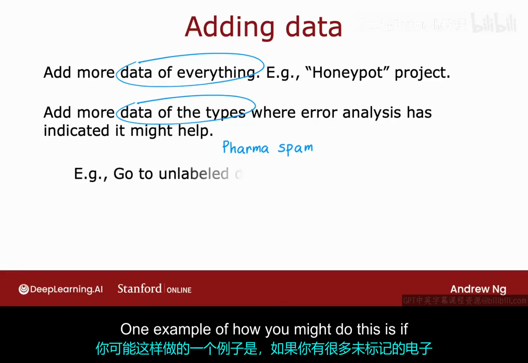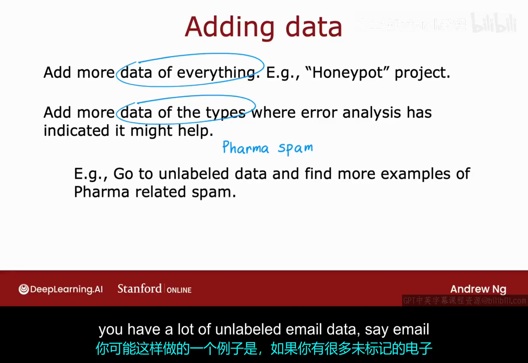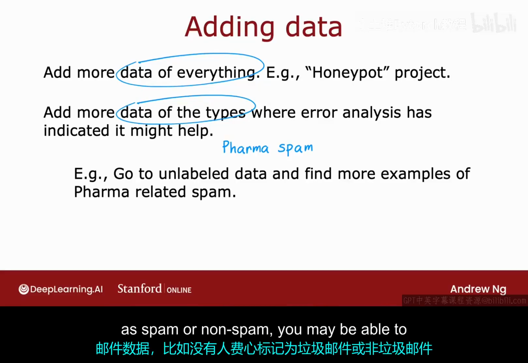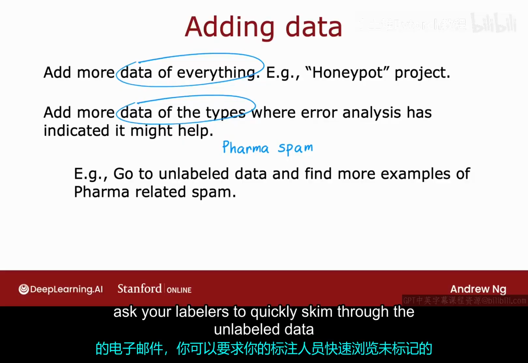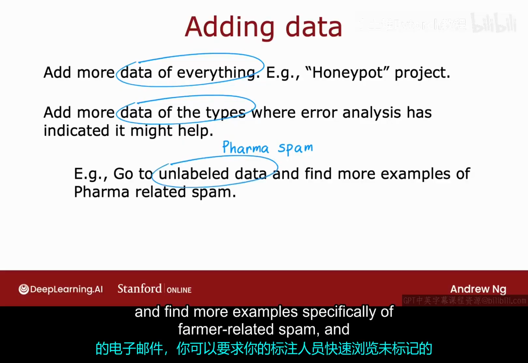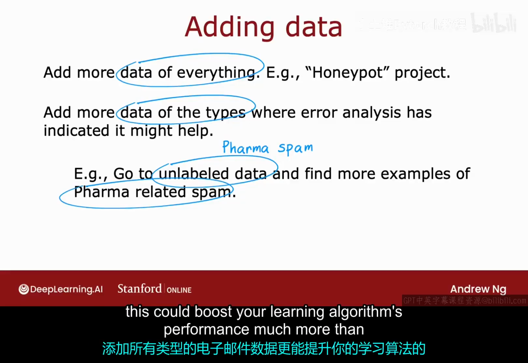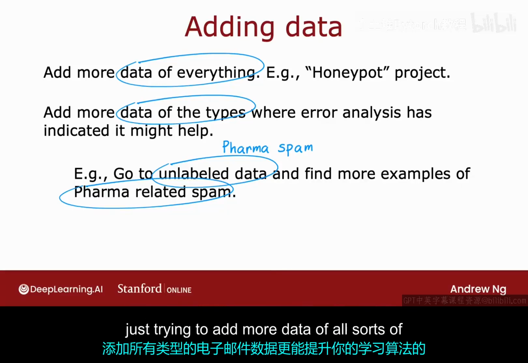And so one example of how you might do this is if you have a lot of unlabeled email data, say emails sitting around that no one has bothered to label yet as spam or non-spam, you may be able to ask your labelers to quickly skim through the unlabeled data and find more examples specifically of pharma-related spam. And this could boost your learning algorithm's performance much more than just trying to add more data of all sorts of emails.